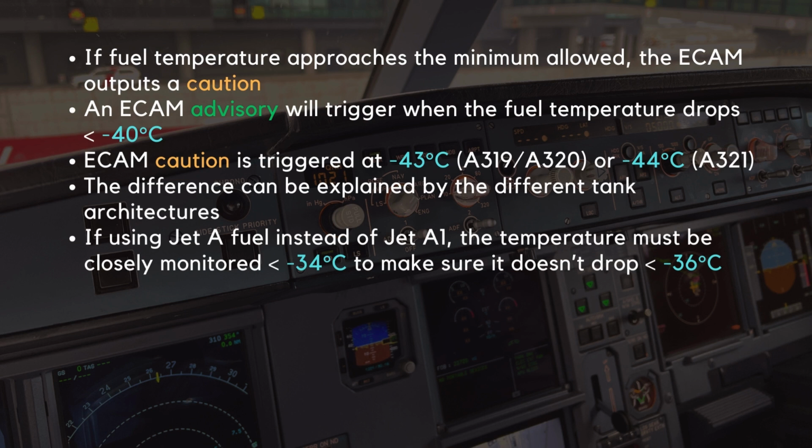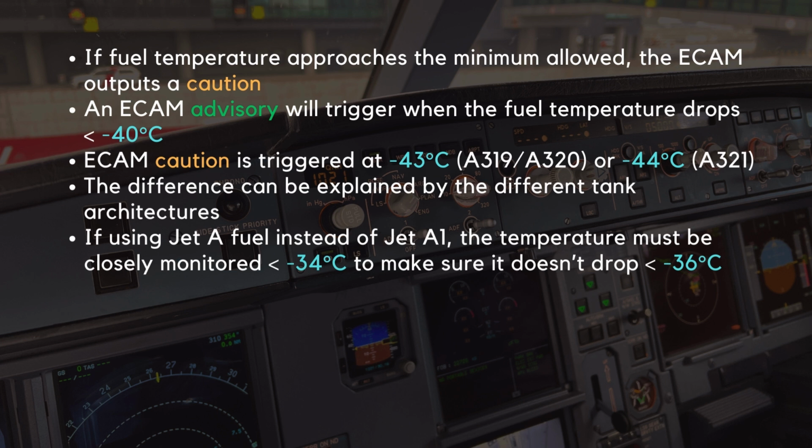If fuel temperature approaches the minimum allowed, the ECAM outputs a caution. These are triggered at different thresholds depending on aircraft variant. Initially, an ECAM advisory will trigger when the fuel temperature drops below minus 40 degrees C. Then, the ECAM caution is triggered at minus 43 degrees C for the A319 and A320, and it is triggered at minus 44 degrees C for the A321. The difference can be explained by the different tank architectures. Check out our other tutorial on fuel feeding for a further explanation.